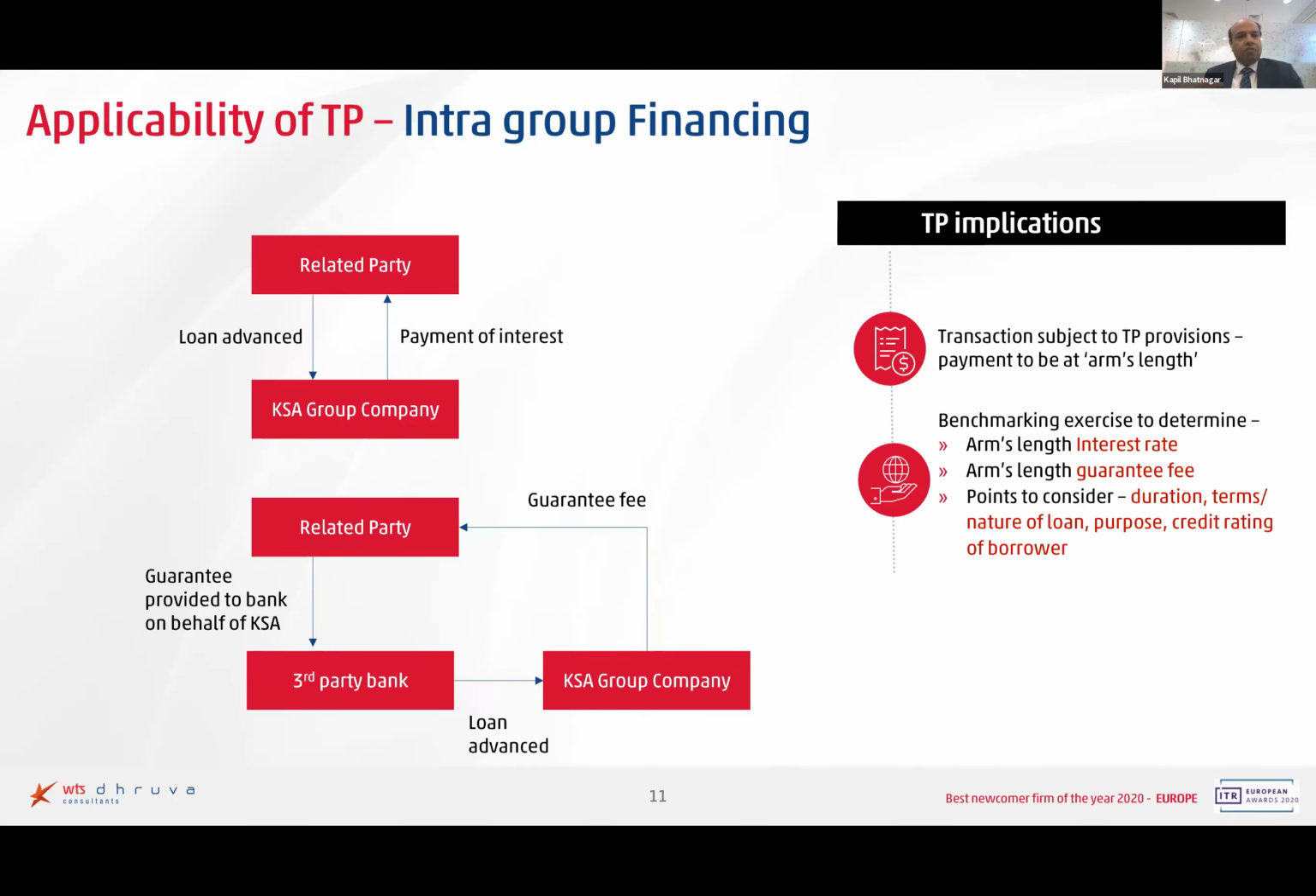Now, when we are doing this kind of benchmarking analysis for intragroup financing, certain points which we need to consider are: what is the duration of the loan? What was the nature of the loan, the purpose, whether it was secured or unsecured, what is the credit rating of the borrower? Because these factors would really ensure that whenever the entities are doing a benchmarking analysis, the comparables are at par. Again, from a compliance standpoint, these transactions would be reported in the TP disclosure form and in a TP affidavit, and local file, master file, and CBCR compliance would need to be done.